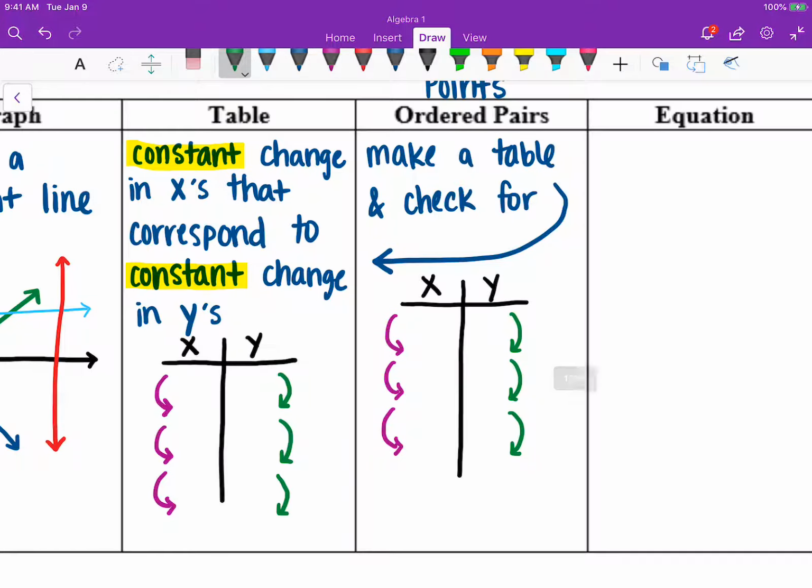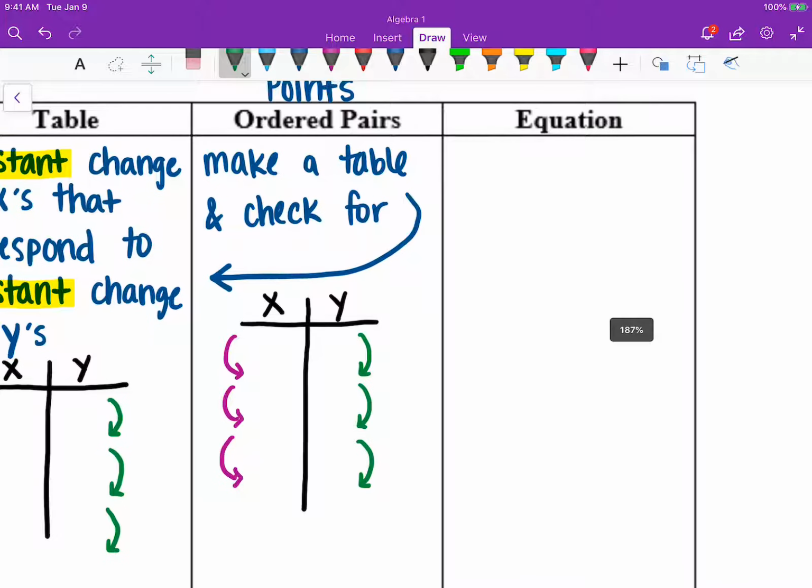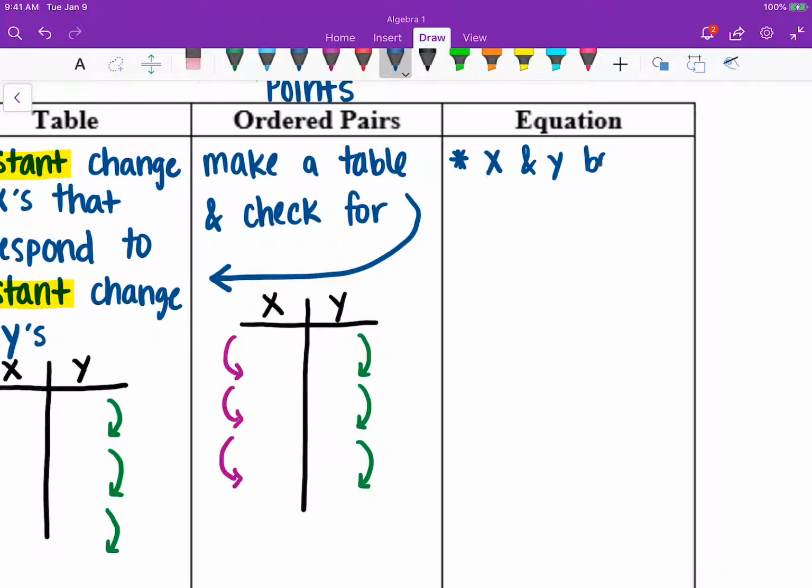Okay. The last way we can tell if something is linear or not is by looking at its equation. There's a couple things that have to happen in an equation. The first thing is that the X and the Y both have exponents of 1. You will not see any other exponents. There's not going to be a 2 exponent or a 3 exponent anywhere in the problem. And remember that when we don't see any exponents on X or Y, that means the exponent is 1.